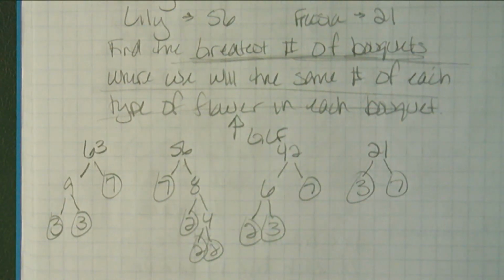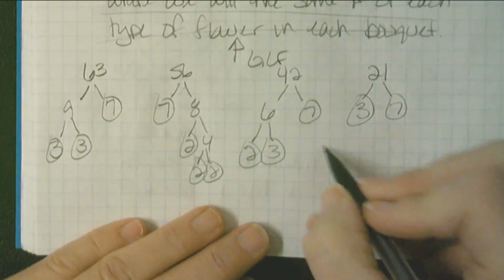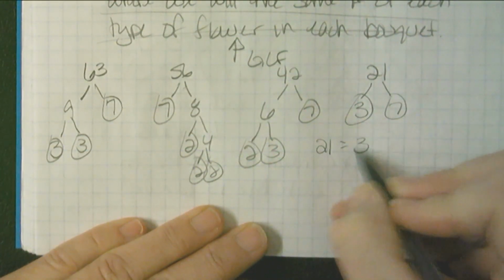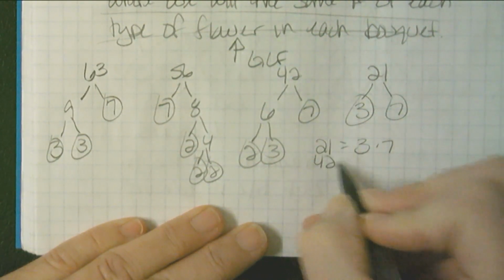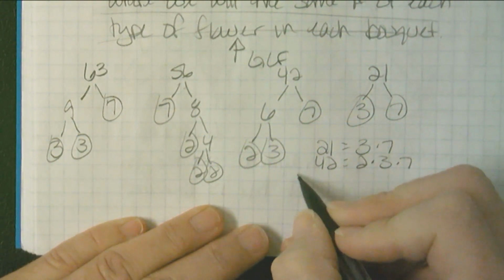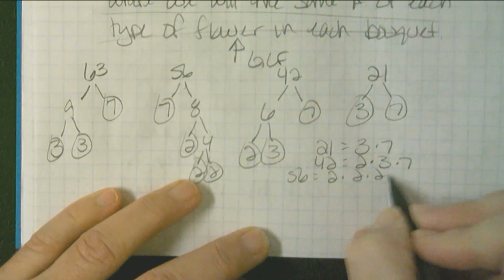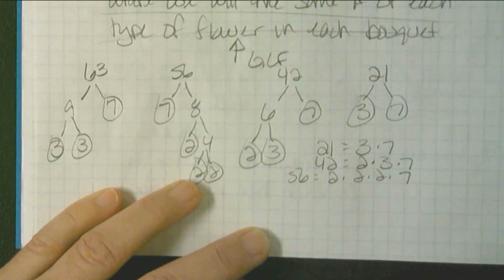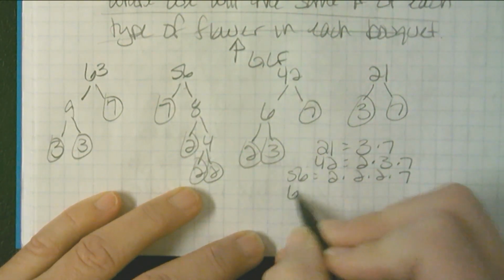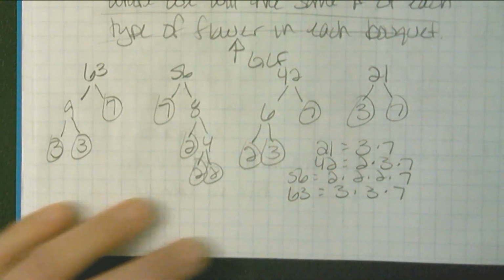Excellent. All right, so I think you guys got the prime factorization part down. Now I'm going to list them. 21 is 3 times 7. 42 is 2 times 3 times 7. 56 is going to be 2 times 2 times 2 times 7. And then 63 is going to be 3 times 3 times 7.